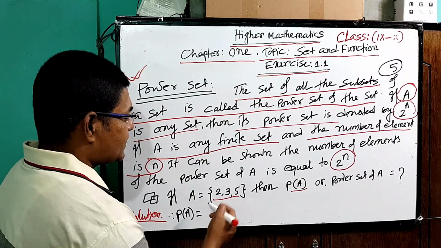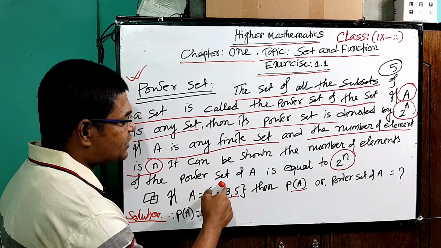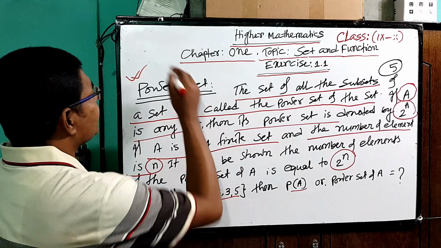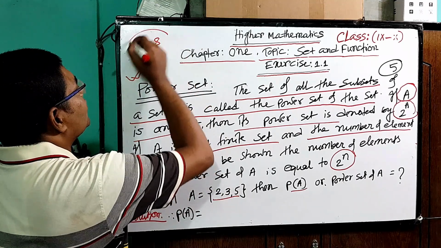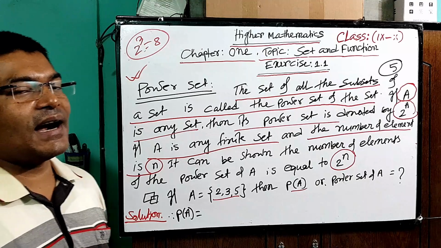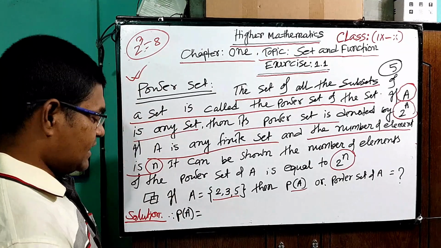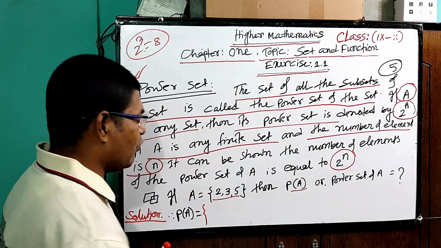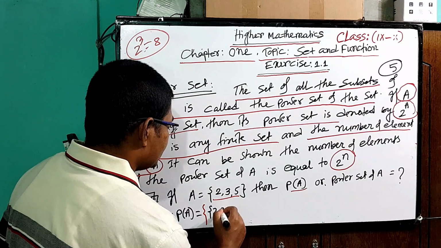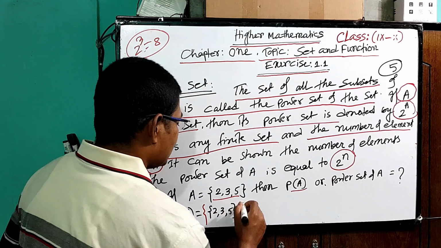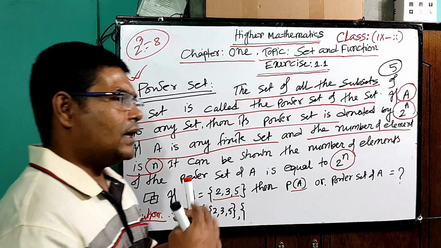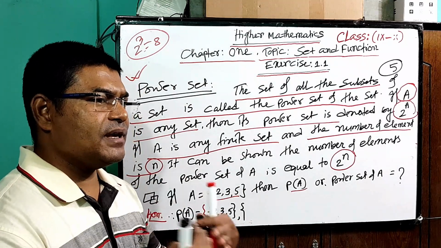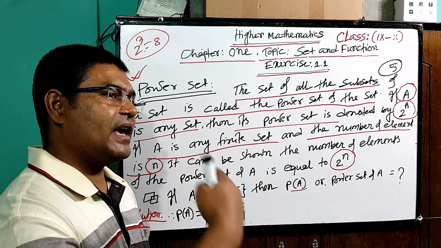At first we have to find the subsets. Here, how many elements? 1, 2, 3. 3 elements here. So 2 to the power 3 equals 8, the number of elements is 8. Let's come to the board. Here is 3 to 1. You can remember this maths using ABC: ABC, AB, BC, AC, A, B, C.